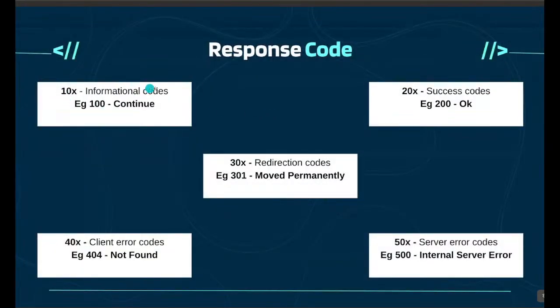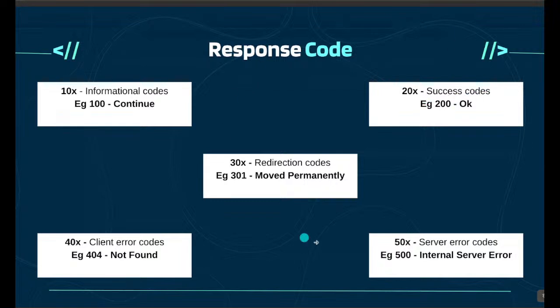And here we have 100. That is informational code. Informational codes are responses that indicate that the request was received and is still being processed. So the client should continue waiting for the final response. When you see something like 100, you have to wait for the server to send something.